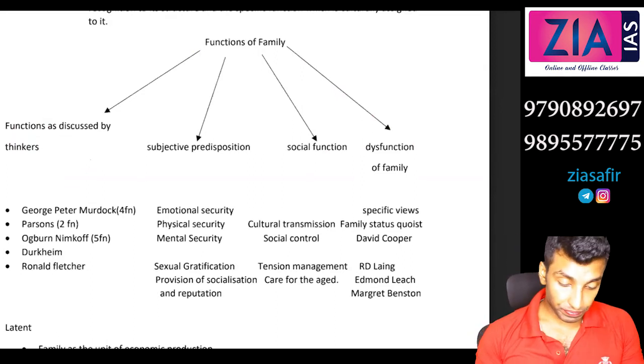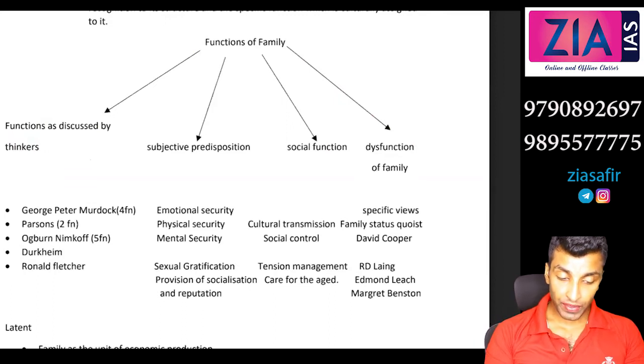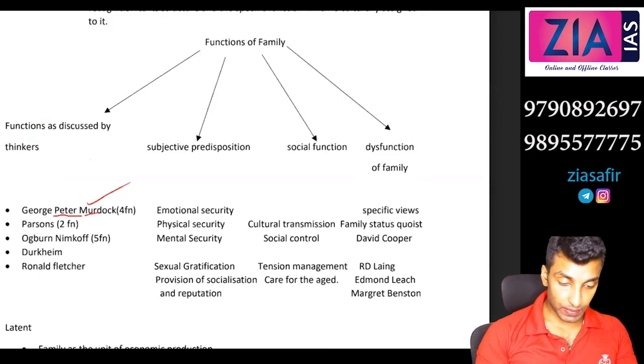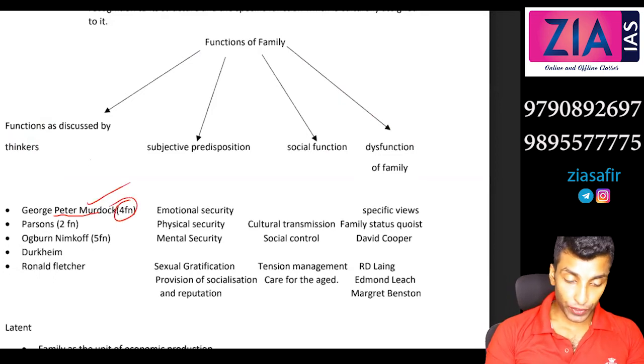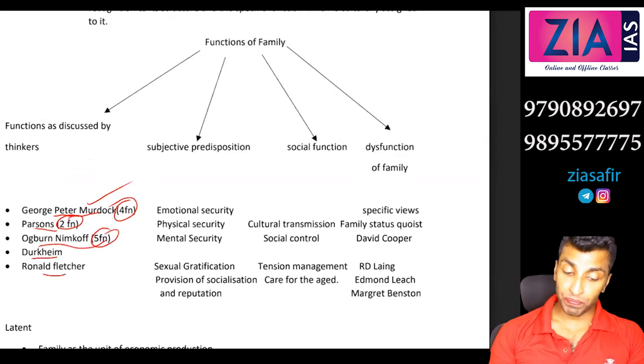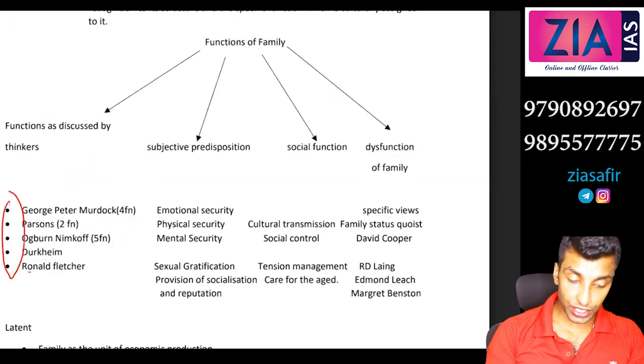Okay, so if you go with the functions as discussed by thinkers, the first one, G.P. Murdoch, is giving 4 functions. Parsons, 2 functions. Ogburn and Nimkoff, 5 functions. Durkheim was also talking about function. Ronald Fletcher is also giving certain functions. Now you can find all these in Essential Sociology.